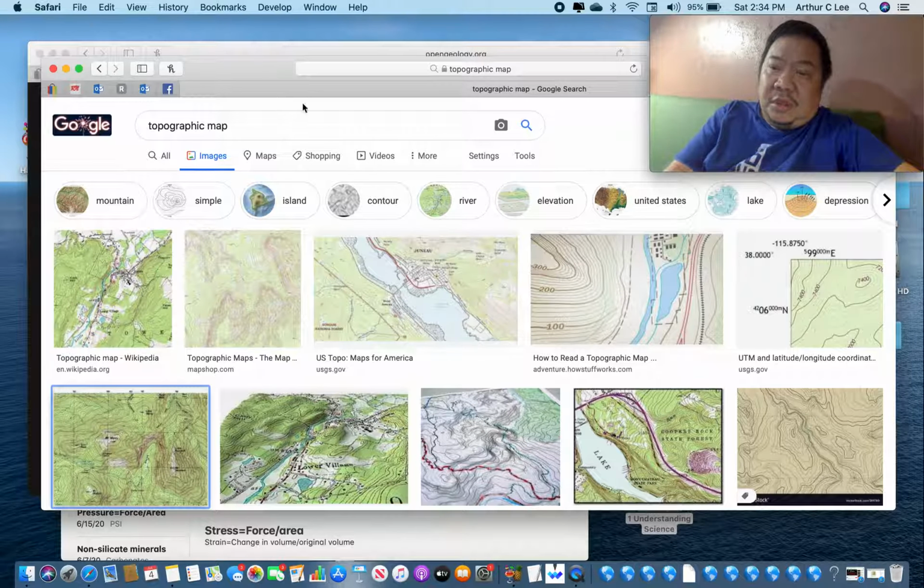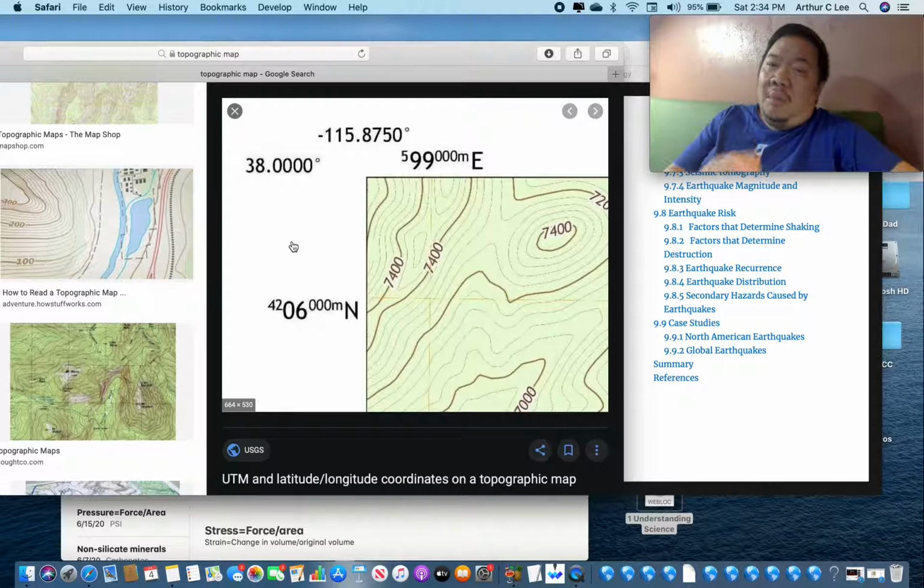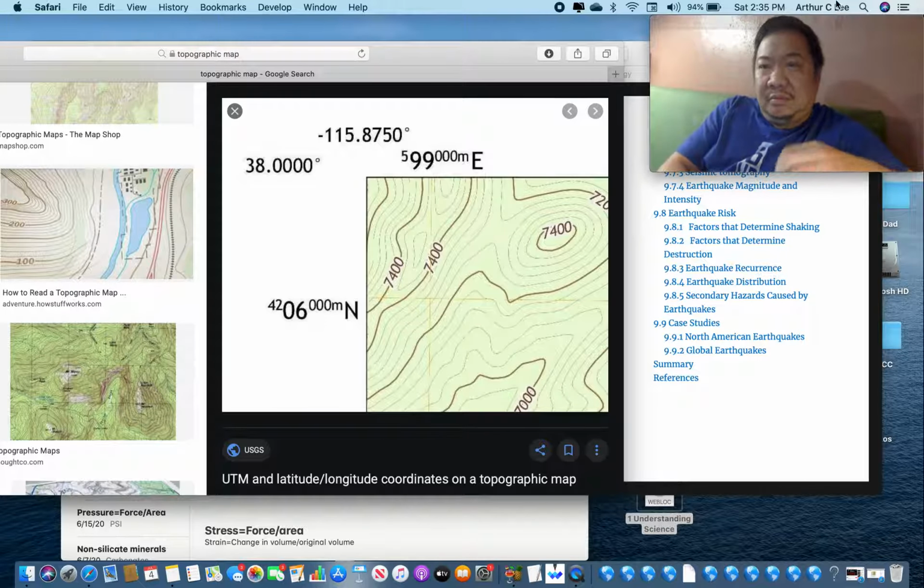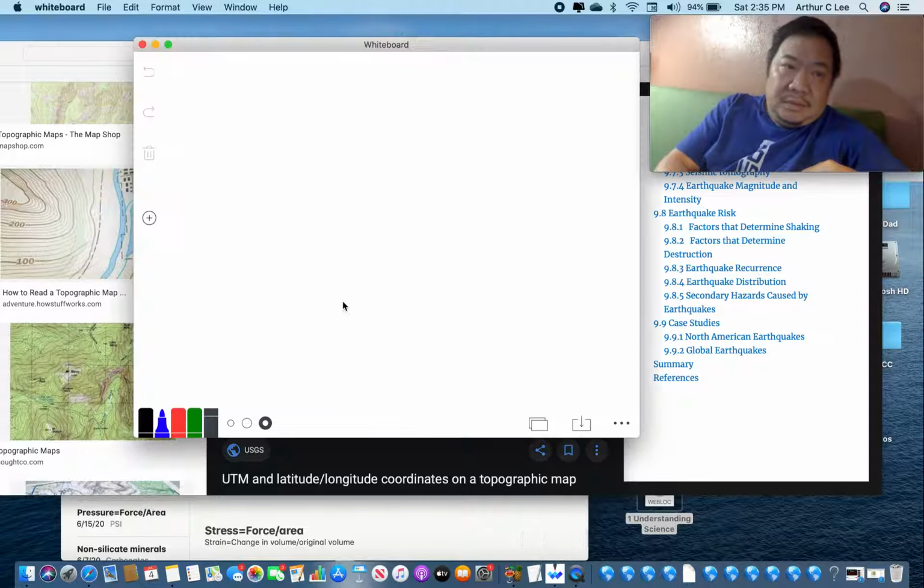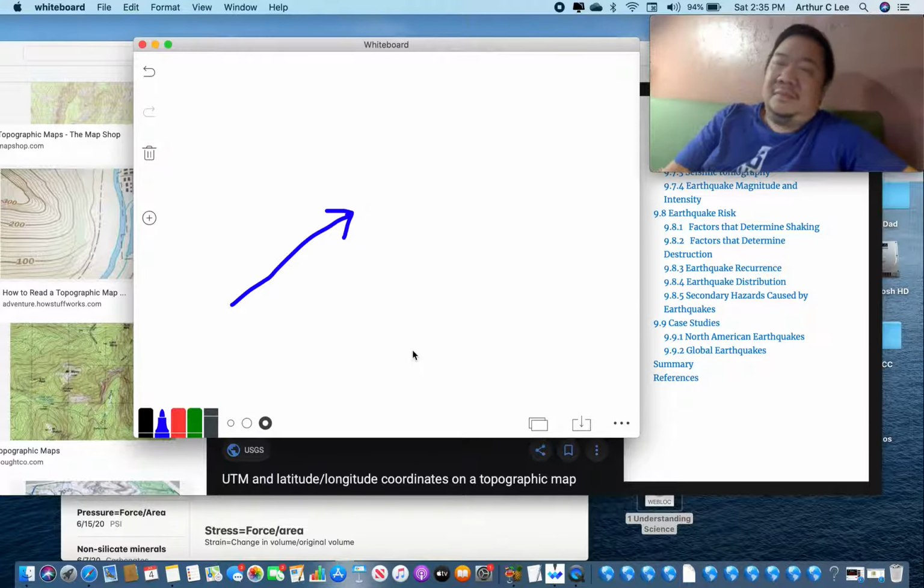Okay, this shows you a typical topographic map. And with all maps, ladies and gentlemen, from now on, remember, up is north, to the right is east, to the left is west, and down is south. So, which way is that then? That's northeast on a map, right?